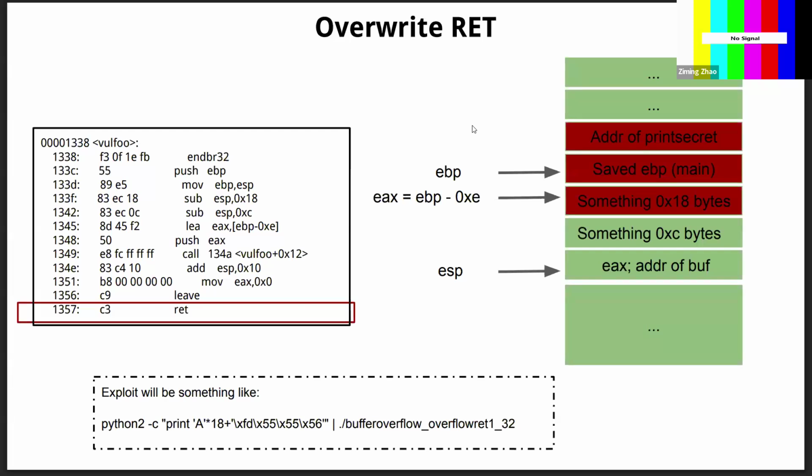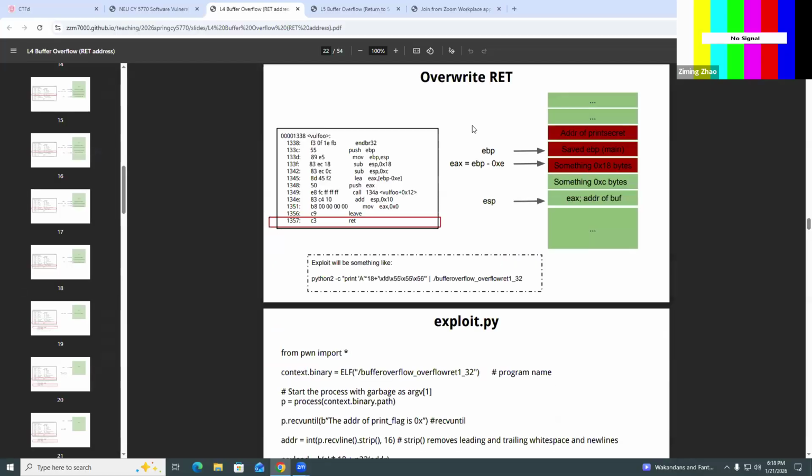We want to overwrite the return address, right? So how many bytes of garbage do we need before that? 18, right? 14 bytes for the buffer itself, and another 4 bytes for the saved EBP, which we don't care about the value. That's why we have 18 bytes of garbage. So if we write 18 bytes, then we are going to overwrite the return address. When the function returns, we will get a print secret. So let's take a look at this.